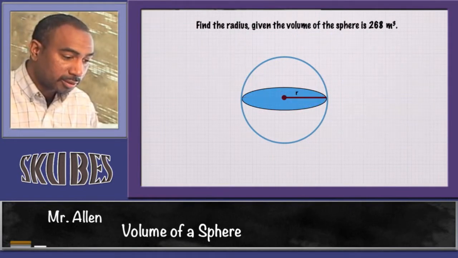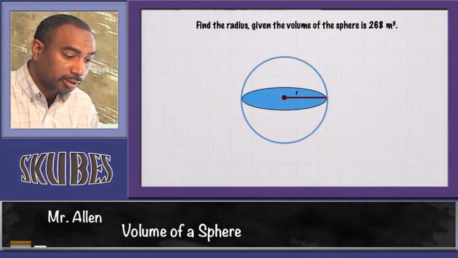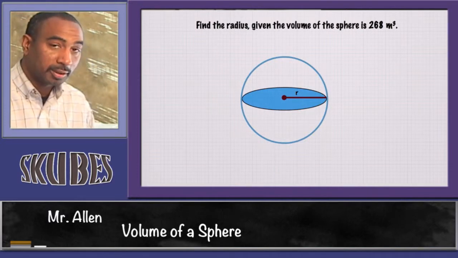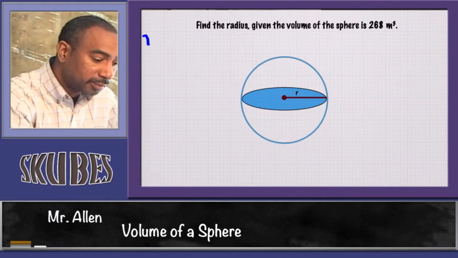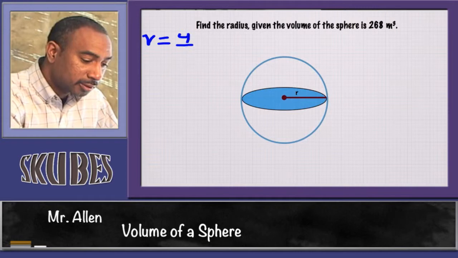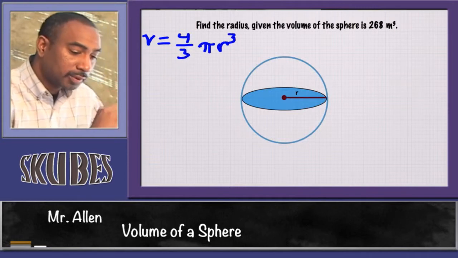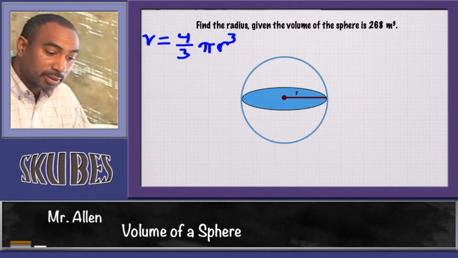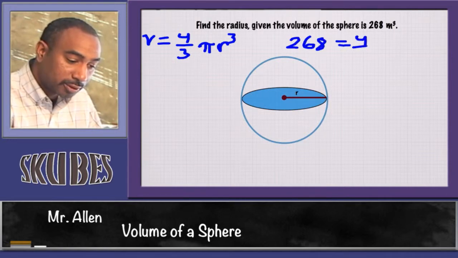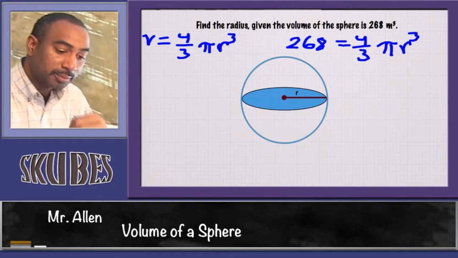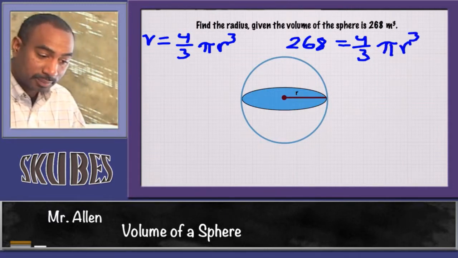All right, find the radius given the volume of the sphere is 268 cubic meters. All right, recall that the volume is going to equal 4/3 times pi, the radius cubed. Now we're given the volume, so 268 equals 4/3 pi times the radius cubed. And we have to solve for the radius.